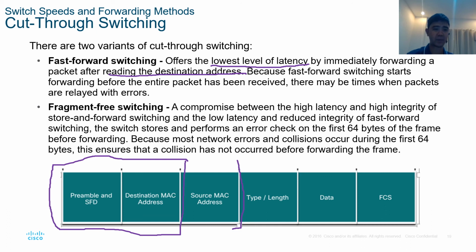There's another cut-through type of frame forwarding method, and that is fragment free. In fragment free, the keyword is that it reads the first 64 bytes of the frame, somewhere in the middle. That's what the switch reads. There are a couple of error checks, like collisions and network errors, but not all errors are checked by fragment free.